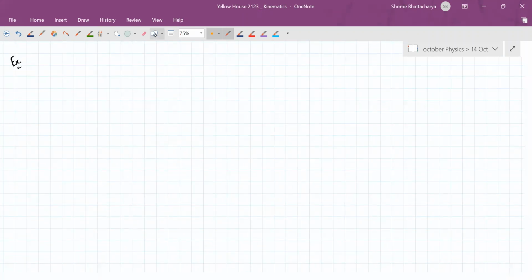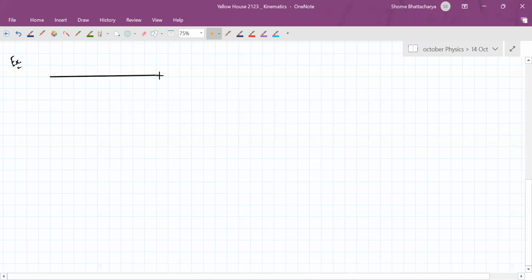Okay, so we'll start with an example in which there is vertical motion involved. So straight line motion under the action of gravity. But eventually, we'll also see the next problem with greater degree of complexity.